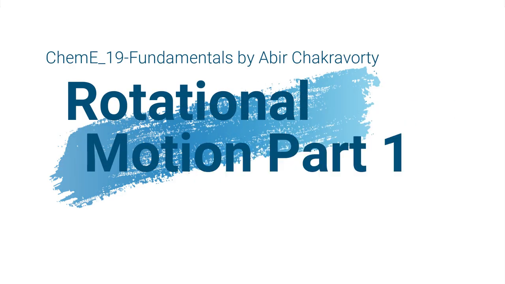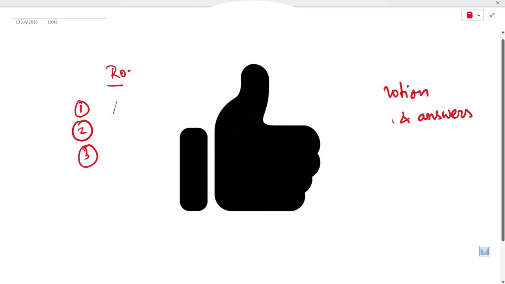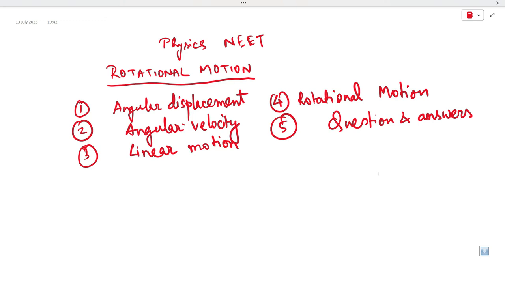So, in this physics NEET, we shall be covering rotational motion. Today, in a short video, we shall be discussing angular displacement, rotational motion basics, linear motion, angular velocity, and question and answers. So, let us start. Angular displacement. Let us write what is angular displacement. We shall be discussing the topics while solving some important questions.